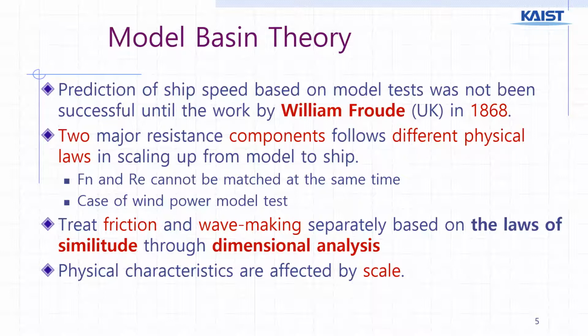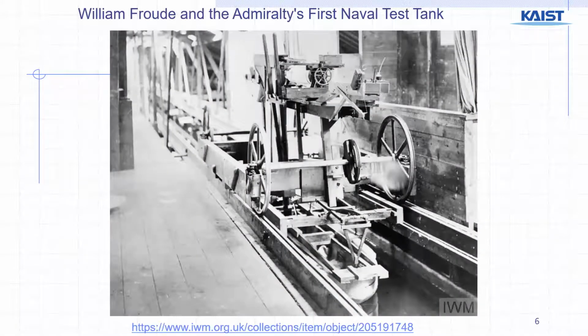So William Froude found that kind of problem at the time, 150 years ago, and he treated friction resistance and wave making resistance separately based on laws of similitude, and similitude comes from dimensional analysis. So scale effect is important, and different physical characteristics come in. Anyway, this is the UK Navy test tank 150 years ago, and William Froude developed this kind of system at the time.